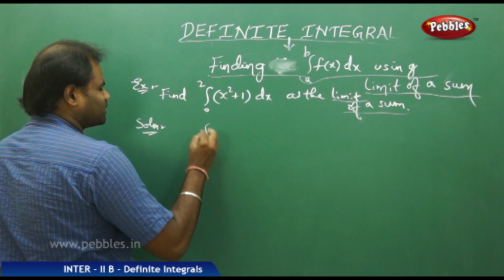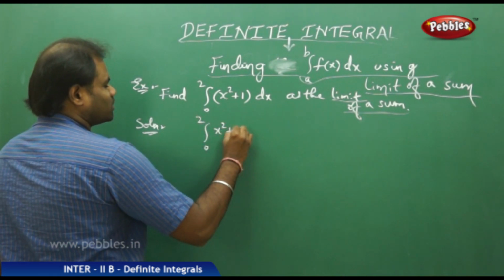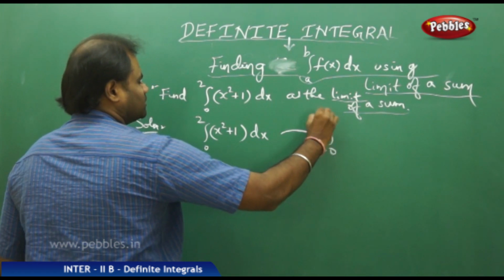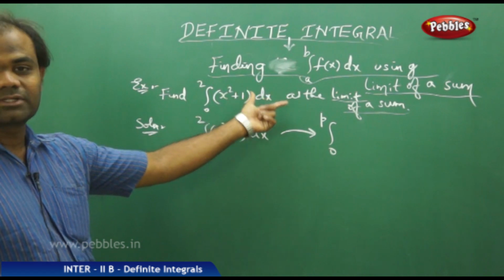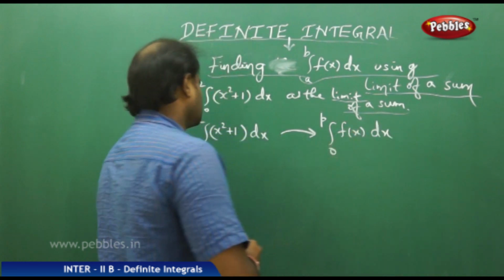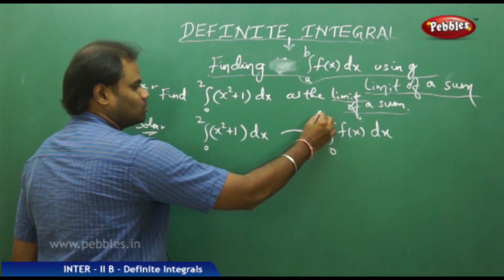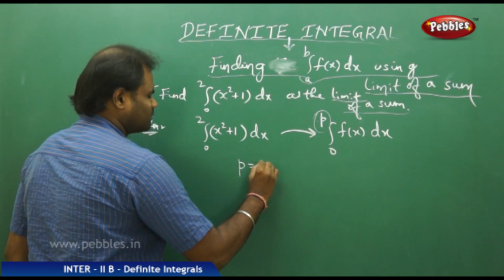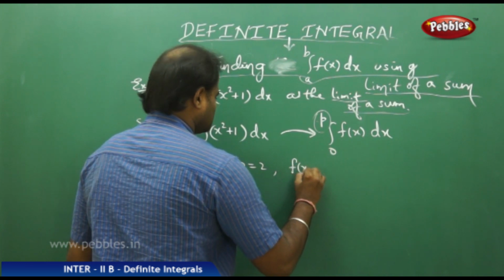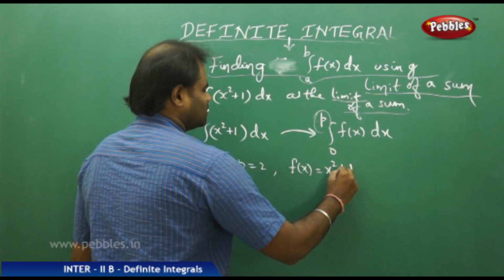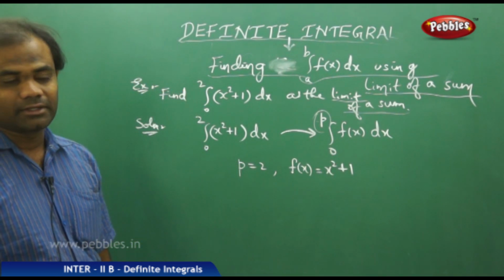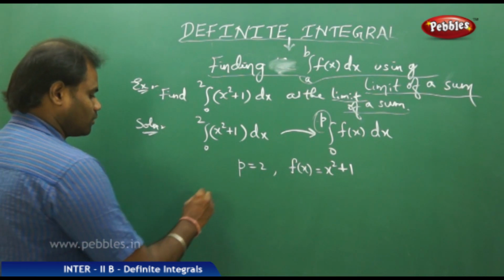So here, I see this definite integral 0 to 2 of x squared plus 1 dx, and when I compare this with the formula which I have taken in the previous case, integral 0 to p of f of x dx, then I clearly see that my p is 2 and my function f of x is x squared plus 1. So based on these two concepts, let's find the definite integral using the formula.